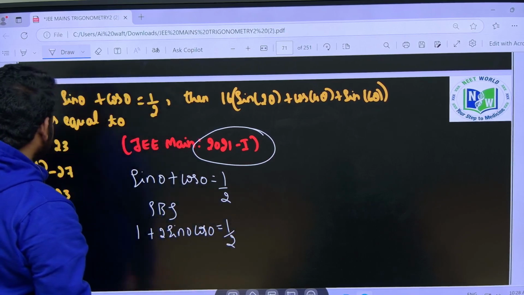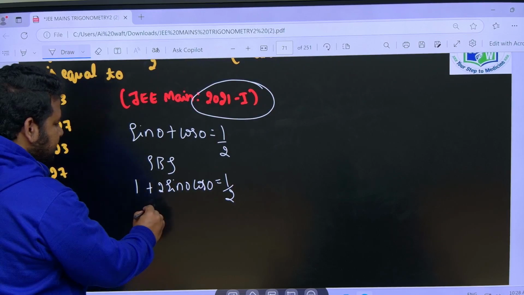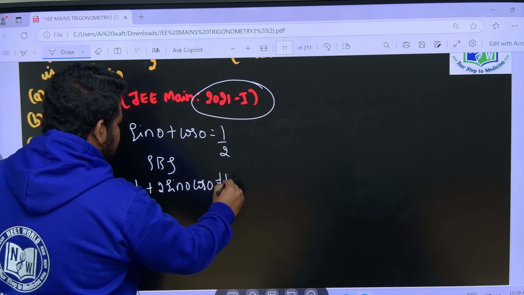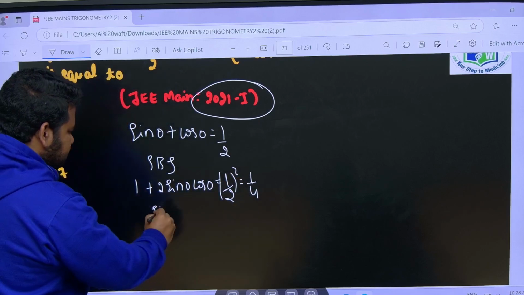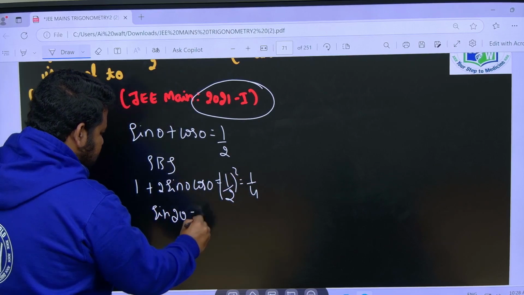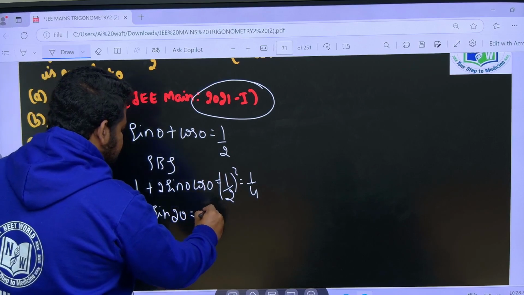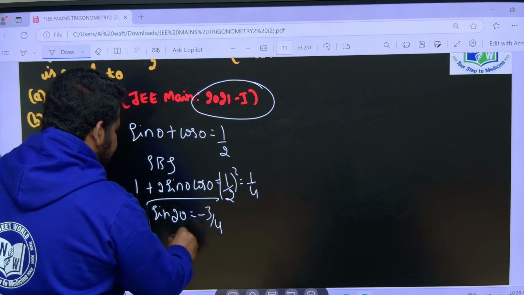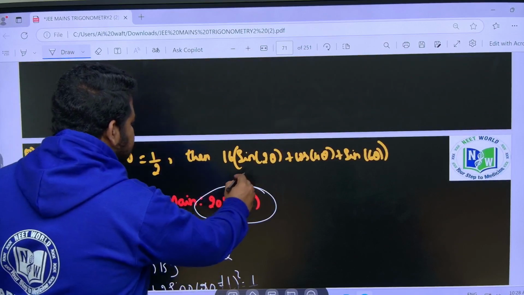So this will be 1 plus 2 sin theta cos theta, 1 plus sin 2 theta, is equal to half squared. Sorry, this will be equal to 1 by 4. So sin 2 theta will be equal to 1 by 4 minus 1. 1 by 4 minus 1 is minus 3 by 4. So sin 2 theta we got as minus 3 by 4. Right? No problem. Now we got sin 2 theta.